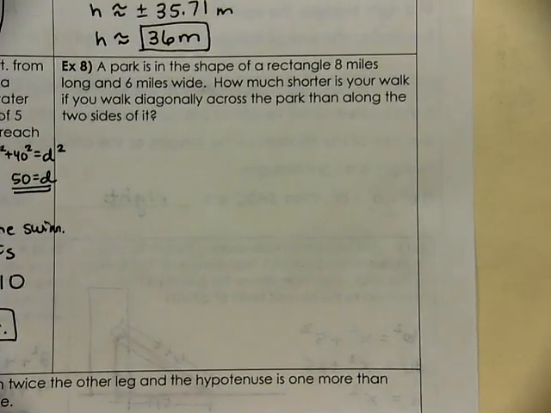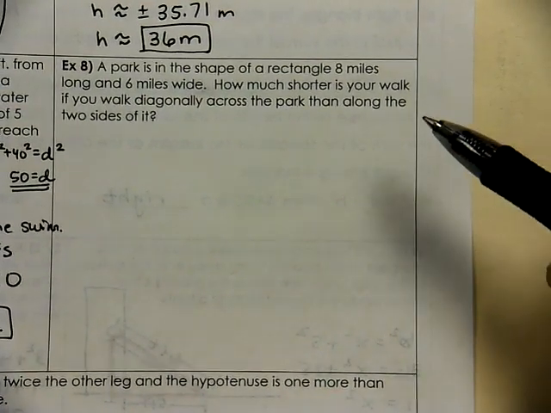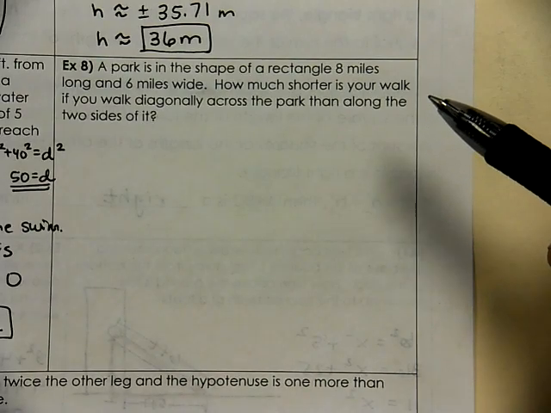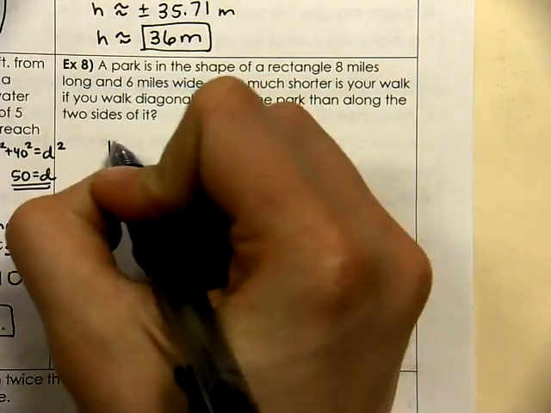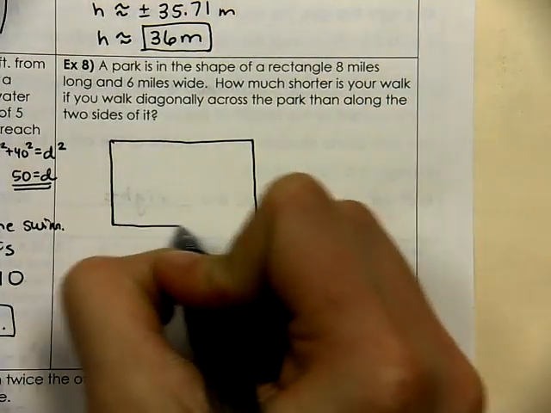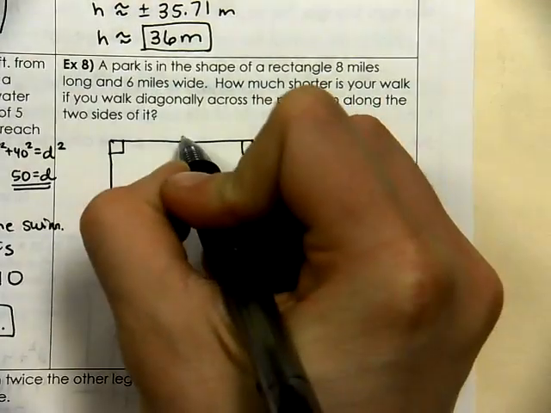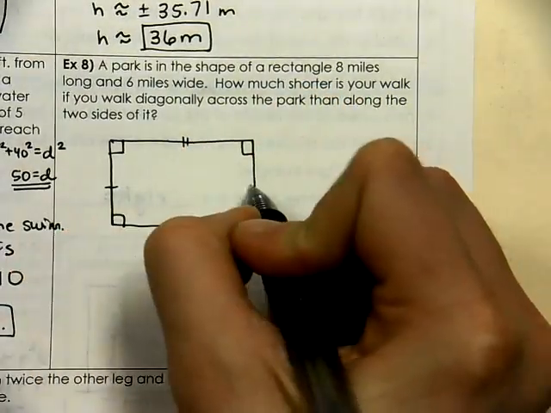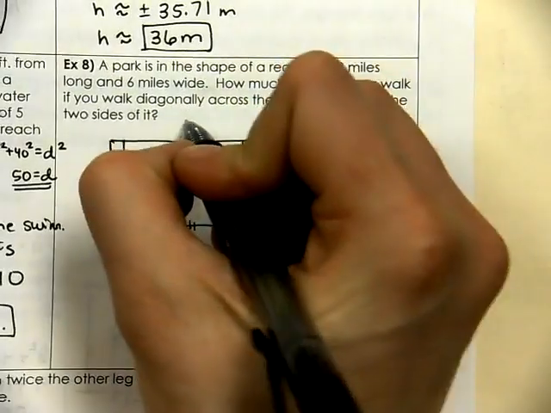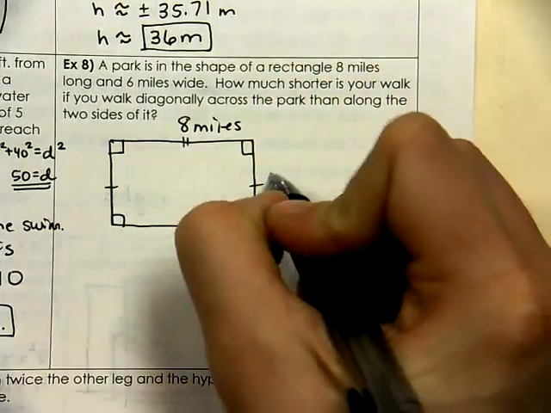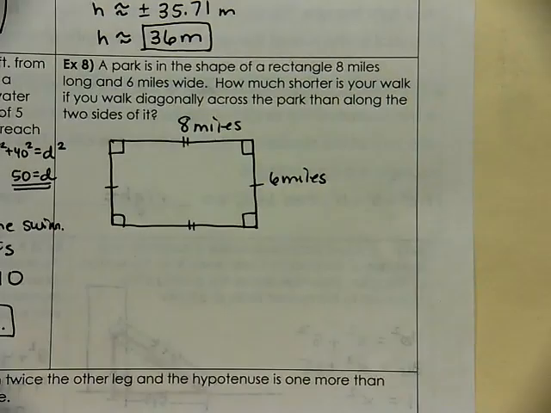Scooching over here to the next one, number 8. A park is in the shape of a rectangle, 8 miles long, and okay, so we got a park that's a rectangle. A couple things I know about rectangles. We have all right angles. These sides are for sure congruent. These sides are for sure congruent. They could all be congruent, but when it tells us that it's 8 miles by 6 miles, we know that it is a rectangle, but not a square. Okay, how much shorter is your walk if you walk diagonally across the park than along the two sides?